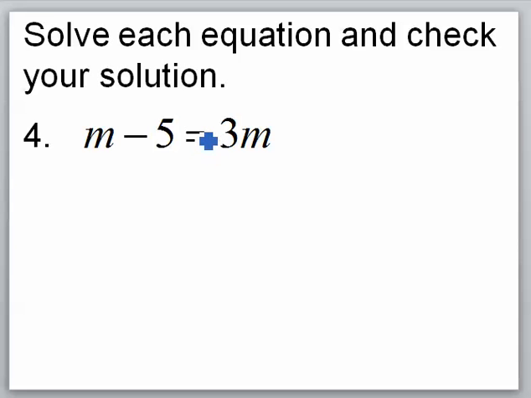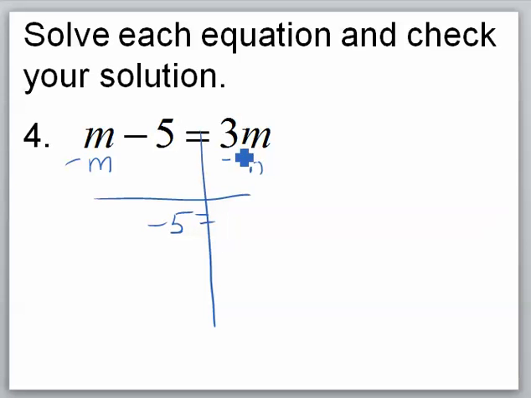On this problem right here, again, I could move the 3m to the side, but that would create 0 over here, and a lot more work. So I'm going to pick this m right here to move, which is also the smallest variable. I'll move the m by putting a negative m on both sides. It gives me negative 5 equals 3 minus 1, which is 2m. And then I can divide by 2 on both sides. 2 doesn't go into 5 evenly, so we'll just leave the answer as negative 5 halves.